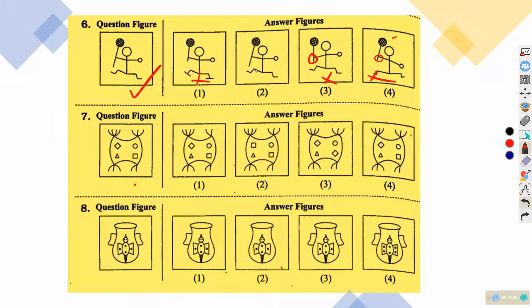Compare, all other things are almost clear and similar. Only the holding of the bat is different. So my dear students, sometimes we will strike straight away to the answer. Let us go to the next question.